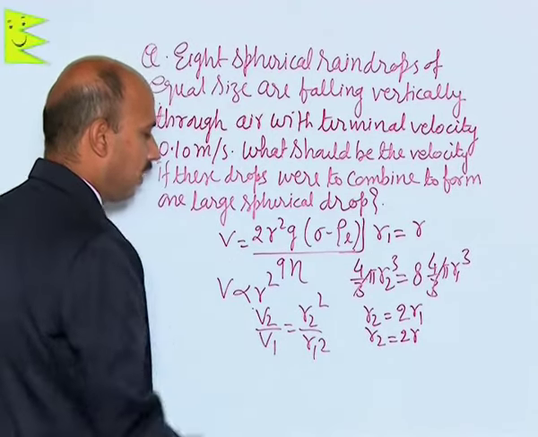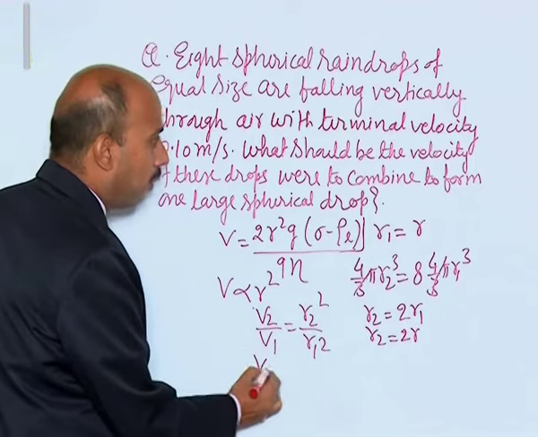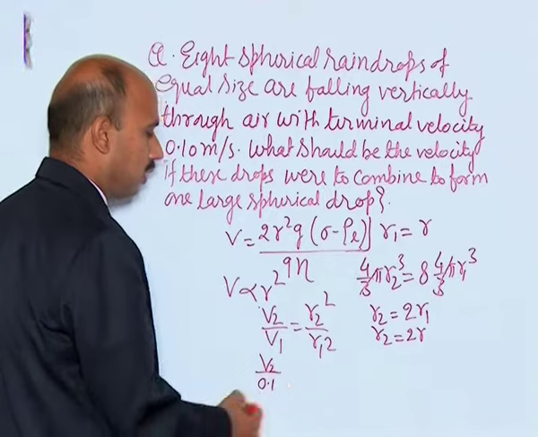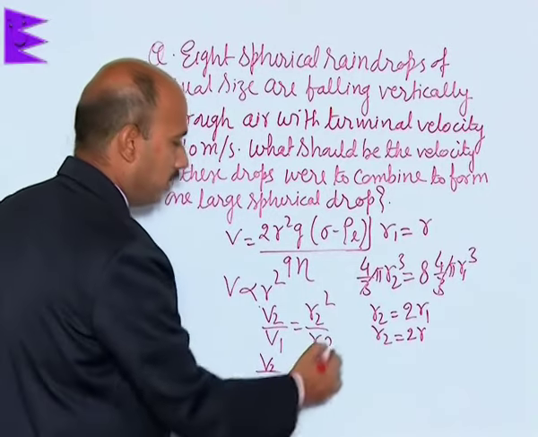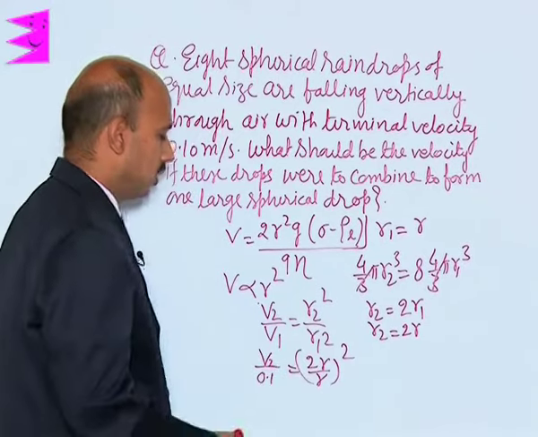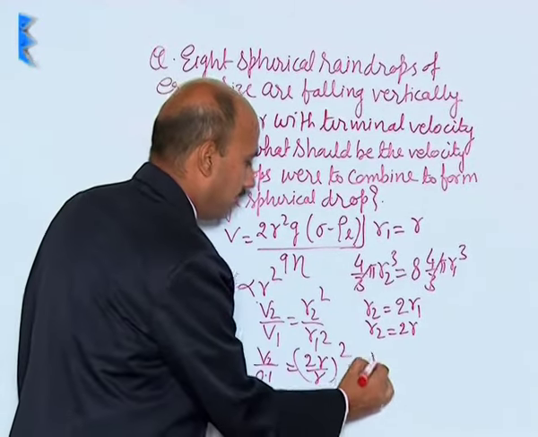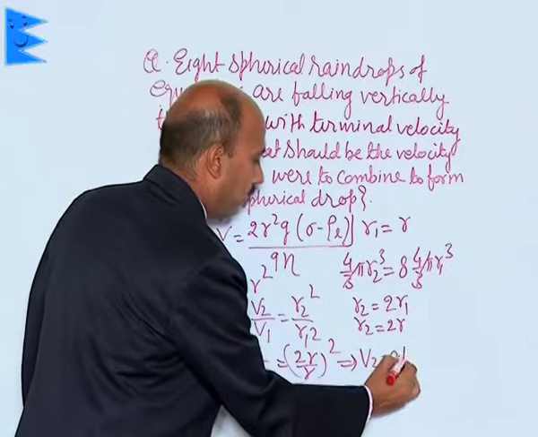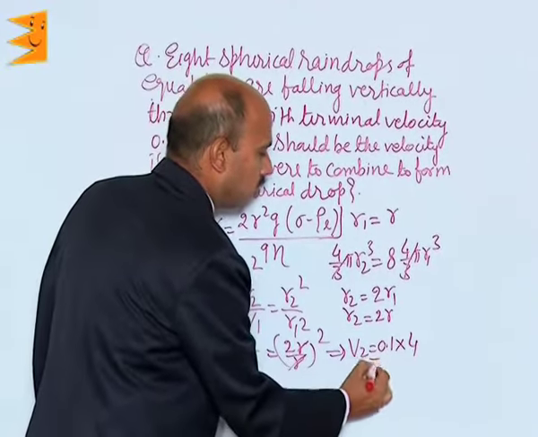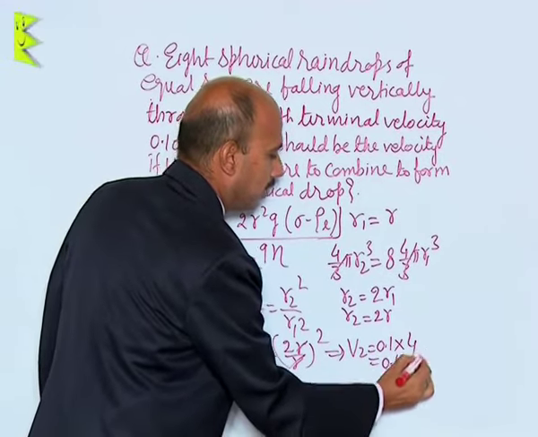Now we can put these values here. So V2 upon 0.1 is equal to 2R upon R, that whole squared, and we will be getting V2 is equal to 0.1 into 4, as R and R will get cancelled and the square is 4. So that is 0.4 meter per second.